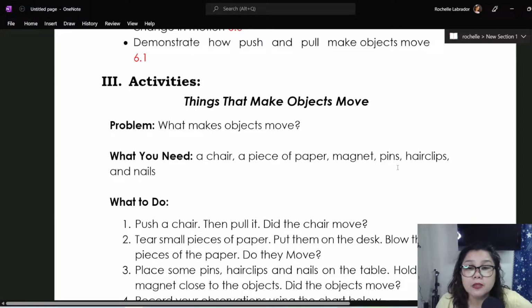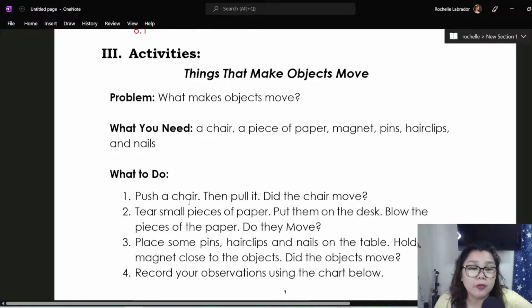So pins, it can be a safety pin, or a hairpin. Pins. It can also be push pins. So, any related to that. And then, hair clips, hairpin, something made of metal. Then, nails, any size will do. And then, what to do?